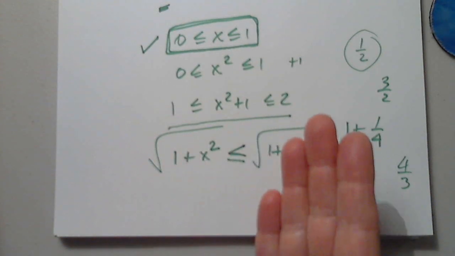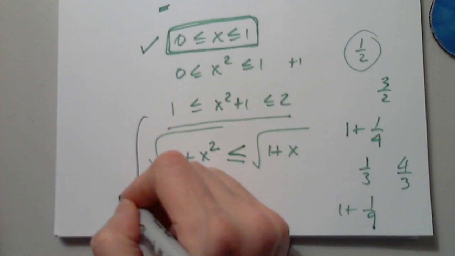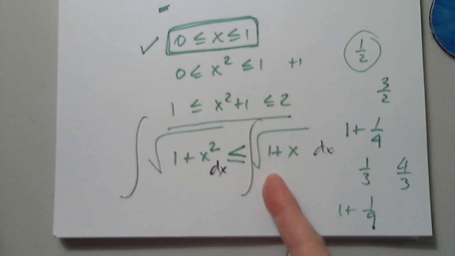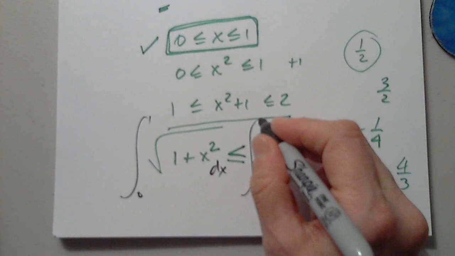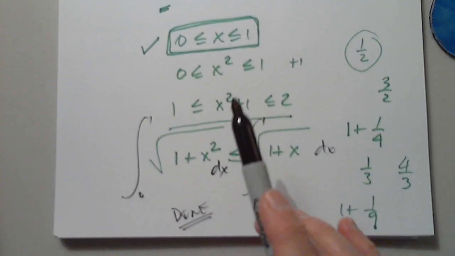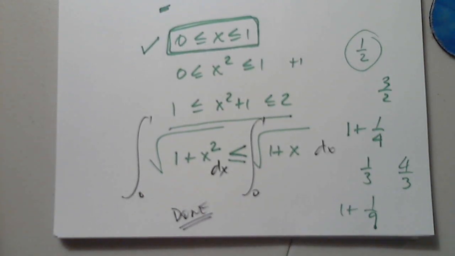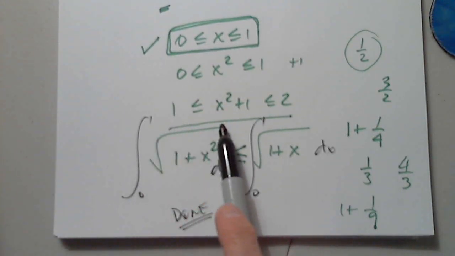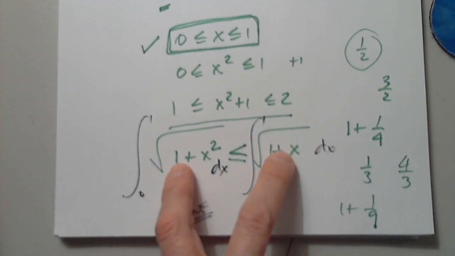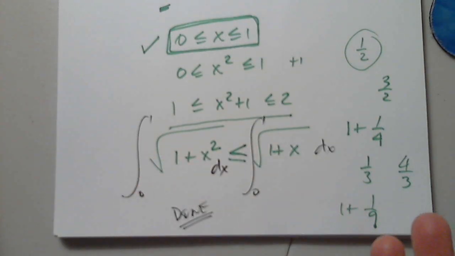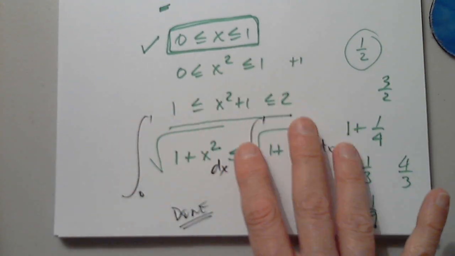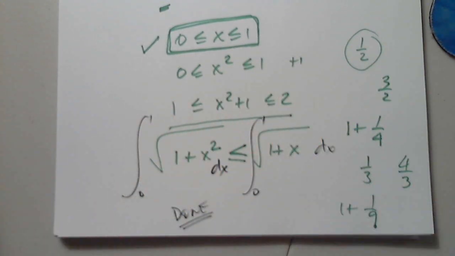If a function is less than another function, the area under this graph must be smaller than the area under this graph between 0 and 1. And it's done. You don't have to show anything else. We showed that 1 plus x squared is less than 1 plus x. We also showed that the square root of 1 plus x squared is smaller than the square root of 1 plus x. One of the properties of the definite integral says if a function is below another function, the area under this must be smaller than the area under this, and you don't have to show anything else.